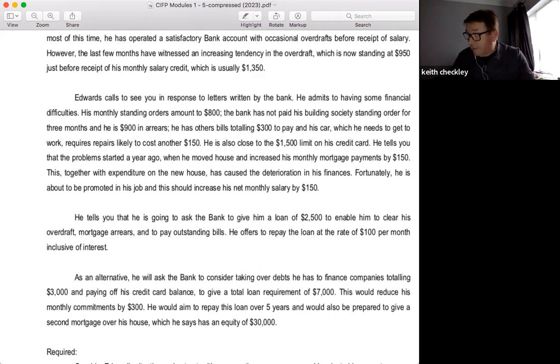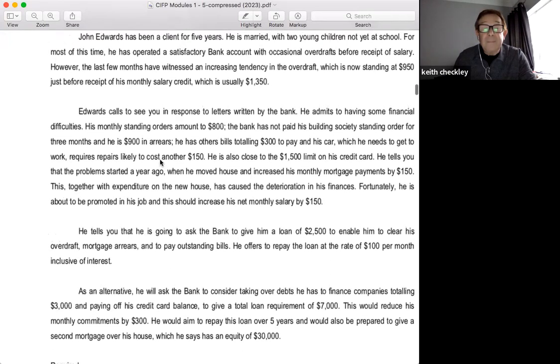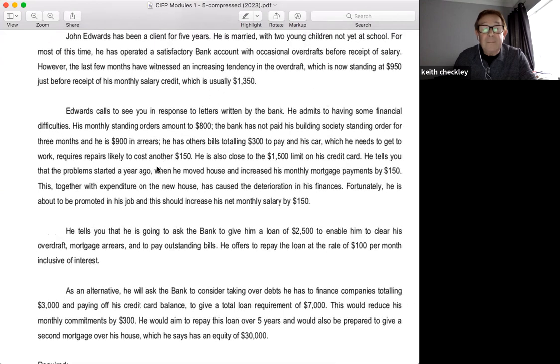So we start with the option two calculation, picking up our 2,300 that we had. And then we've got to add on the debts he has to finance companies of 3,000 and paying his credit card balance. So let's pick up the credit card balance.